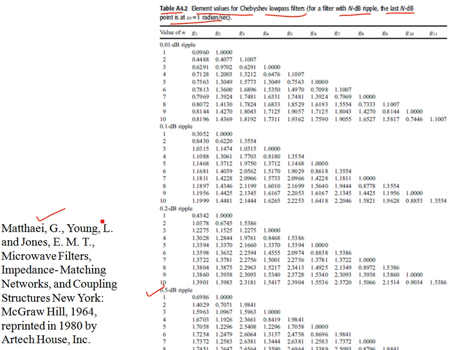So I was telling that this table is taken from the cited reference. This is Matthaei, Young, and Jones: Microwave Filters, Impedance Matching Networks, and Coupling Structures. This is the New York McGraw Hill publication 64, which was reprinted in 1980. Okay, so you can follow these tables in any classical analog filter literature, design books.